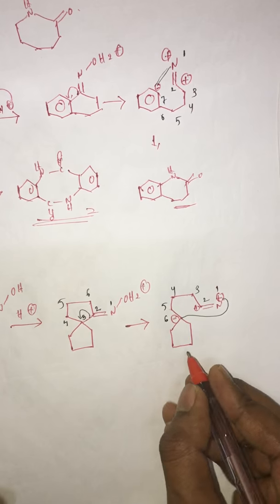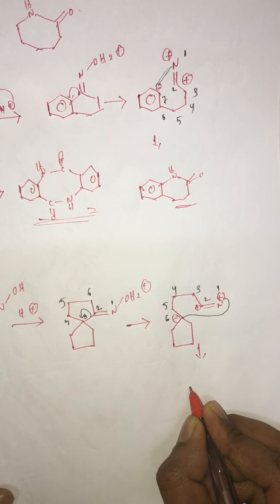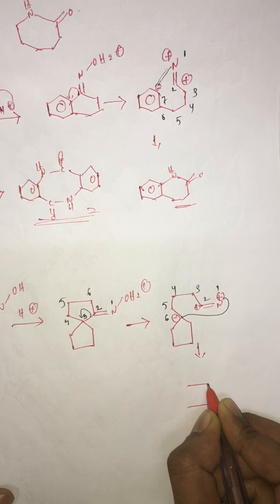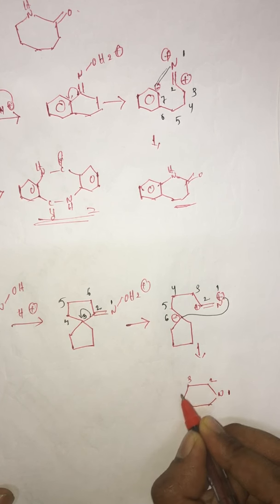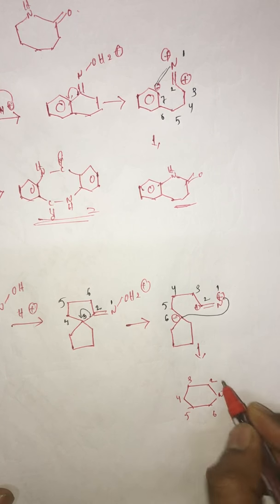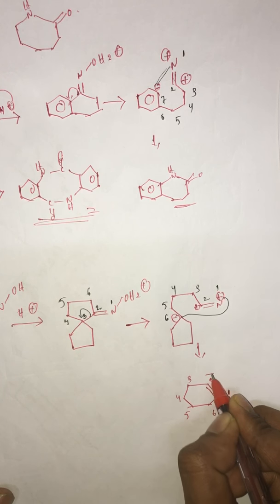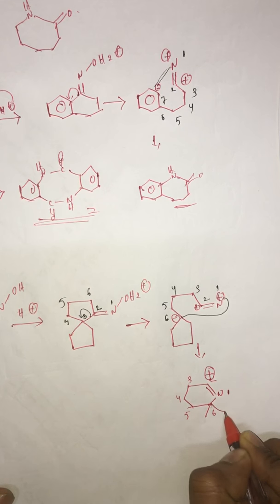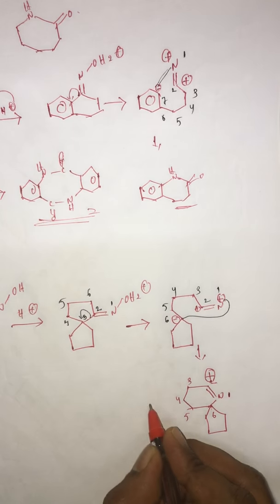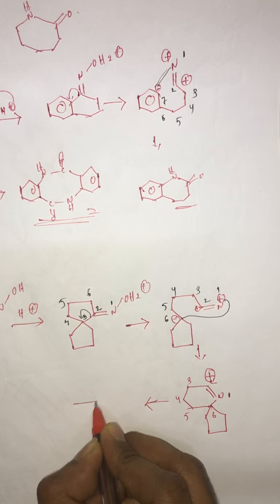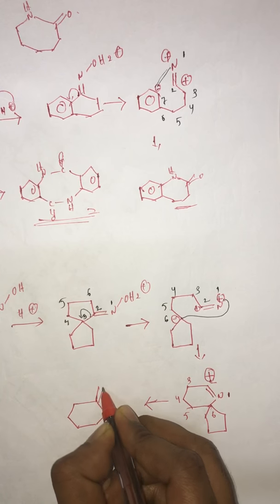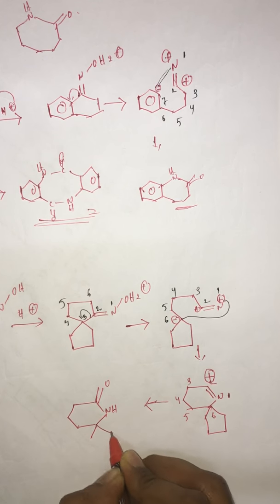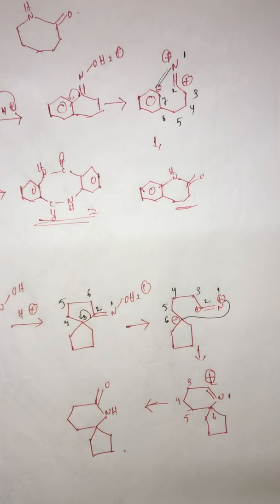If you do numbering, it's very easy to predict the product. If you don't, then it will be difficult. So this will be 1 2 3 4 5 6. At the second position we have a positive charge, and at the 6th carbon we have a spiro compound. And further, after treating with water molecule, we will get this compound. Okay, so this is the compound here we will get.